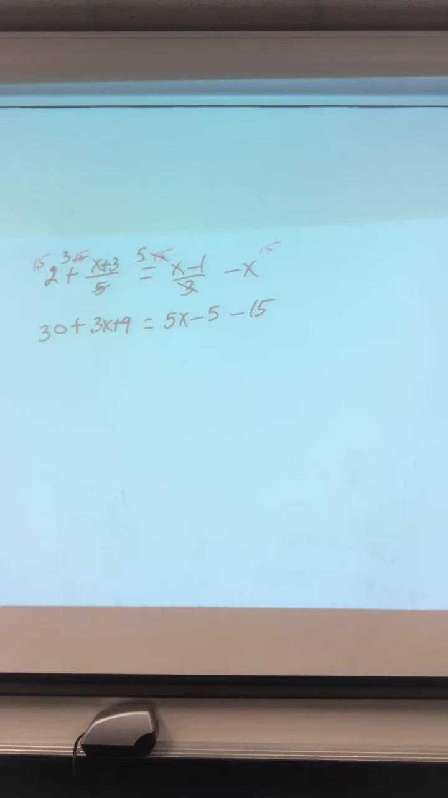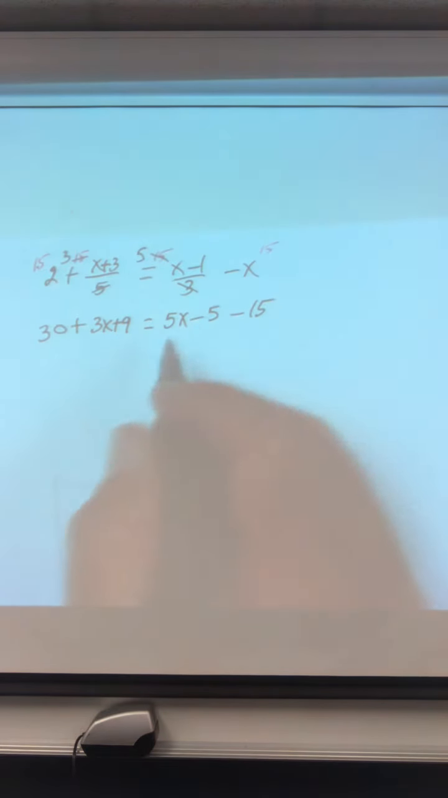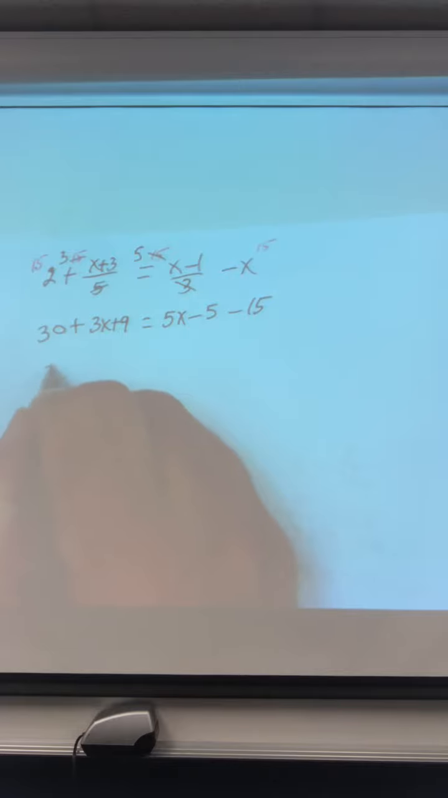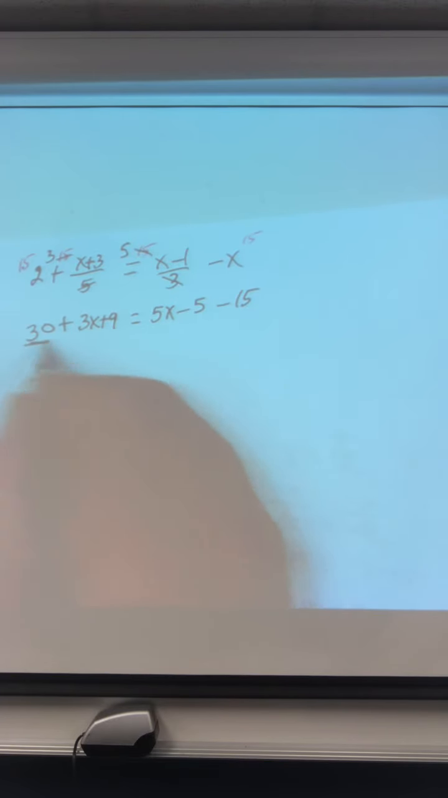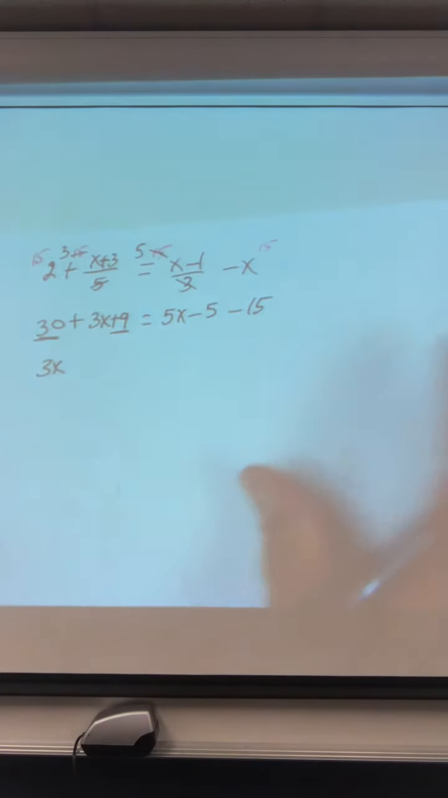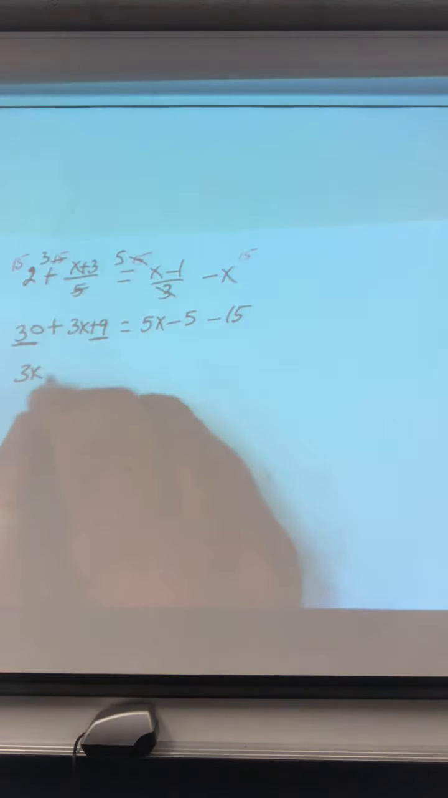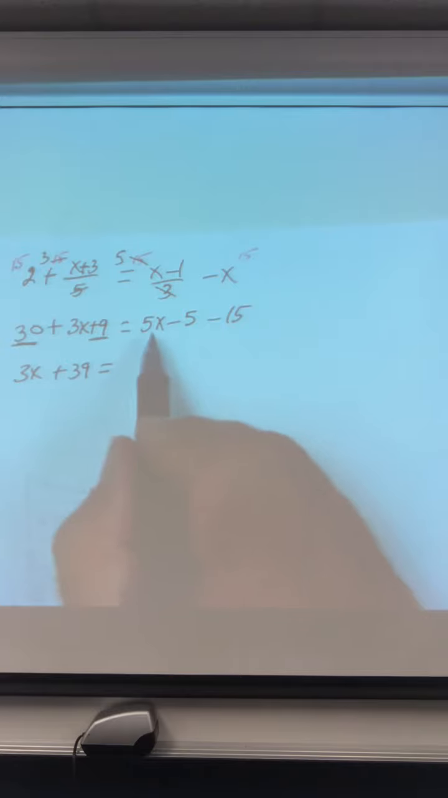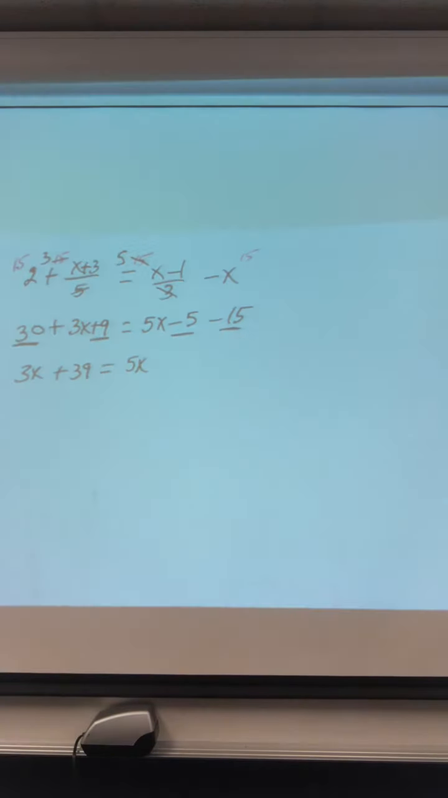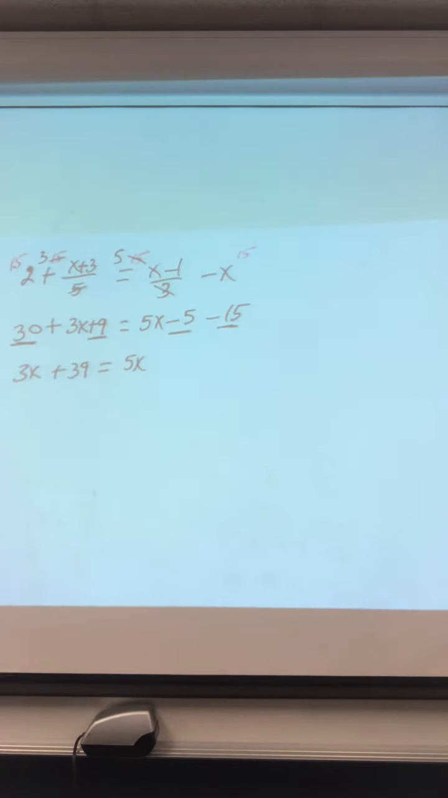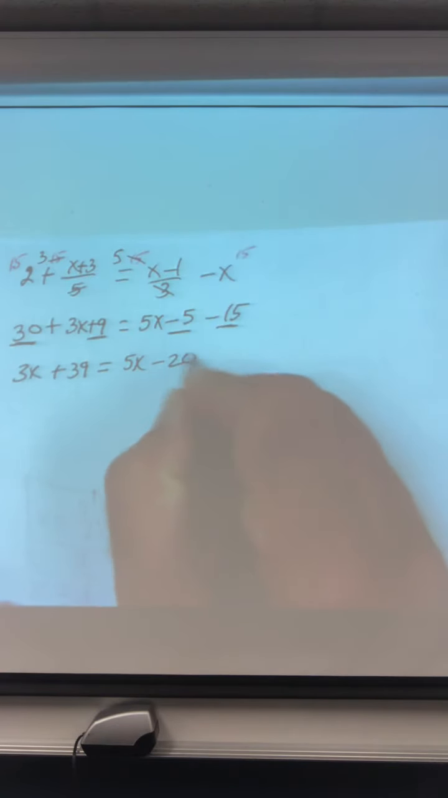Now I'm going to clean up both sides. If you'll notice on this left side, you've got a 3x, but you can add the 30 plus 9. When I add the 30 plus 9, of course, that's 39. Equals. Now, on the right side, bring the 5x down. I can combine the two constants there. If you lose 5 and then you lose 15 more, you have lost 20.